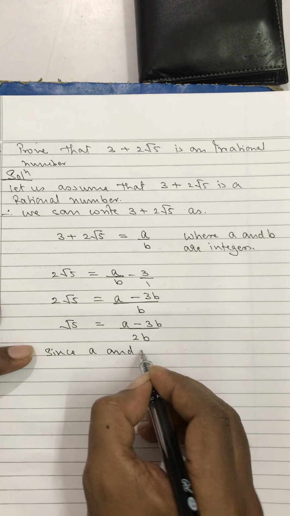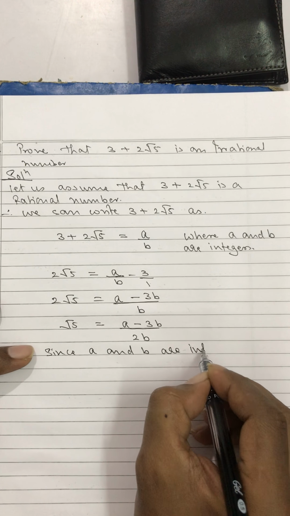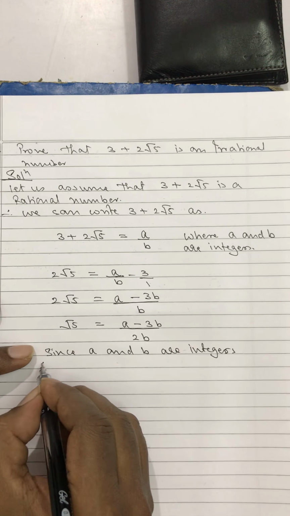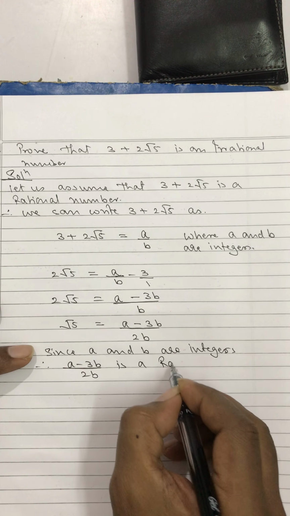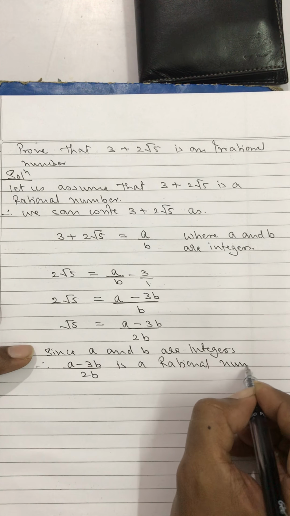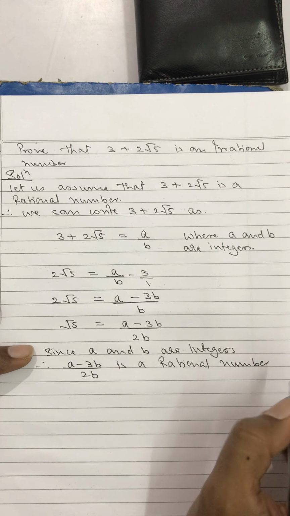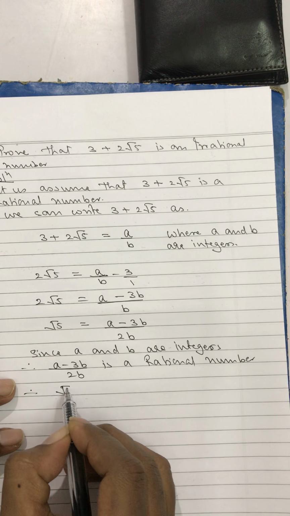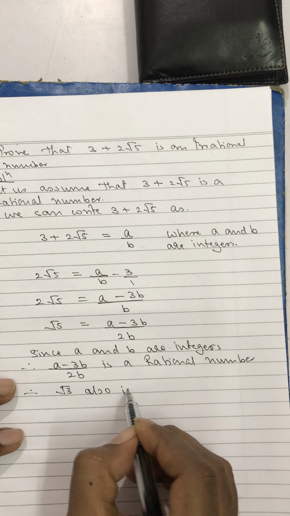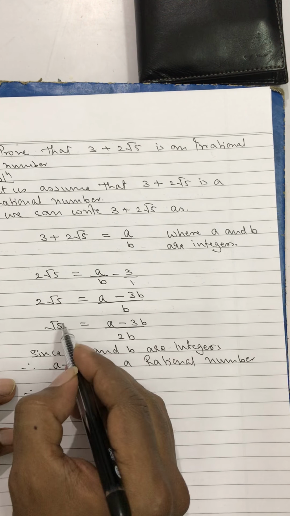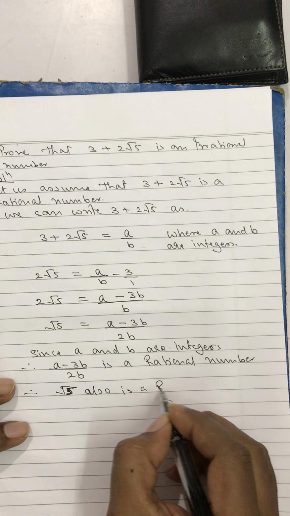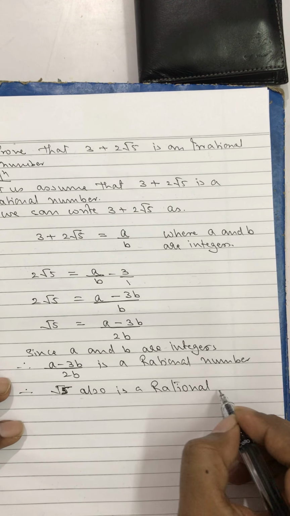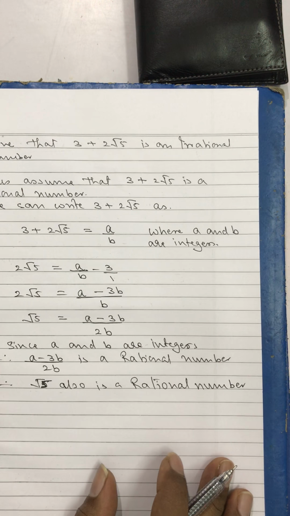Fine. So now here you will see, since a and b are integers, therefore a minus 3b upon 2b is a rational number. Remember, rational, because it is going to be some or the other fraction you will get. Even if it is an integer, still it will be a rational number. So therefore, because this is the rational number, root 5 also is a rational number.